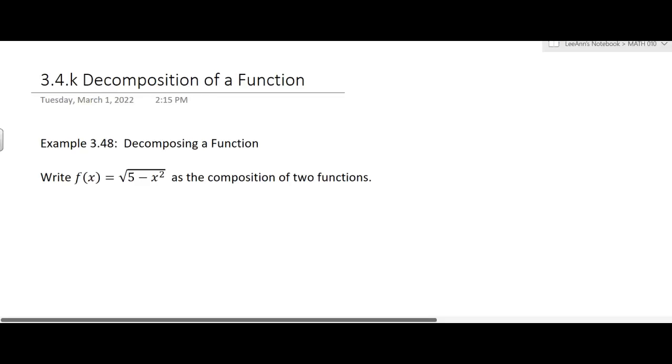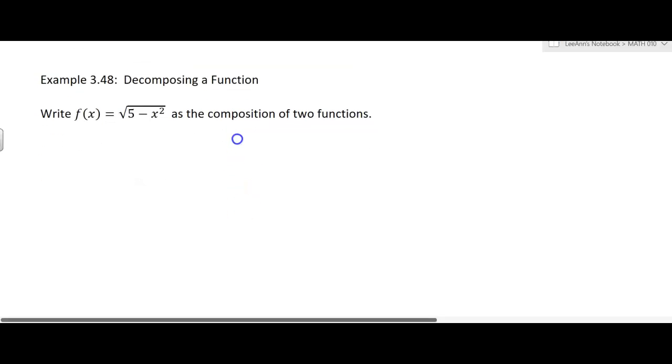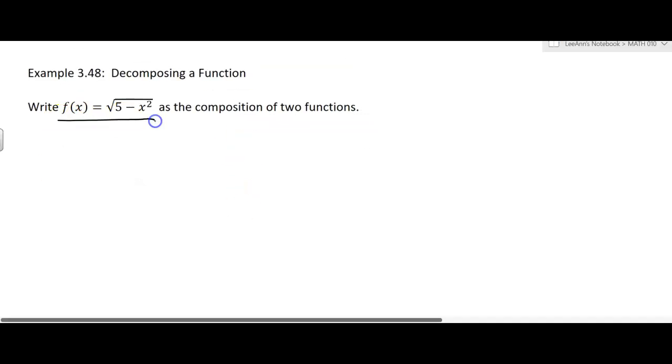Okay, so now we're going to talk about the decomposition of a function. They give us this function right here that's kind of complicated. It's like a square root function kind of in there, but then it's got a polynomial in there. And so they want us to split it up, to break it up into simpler pieces.